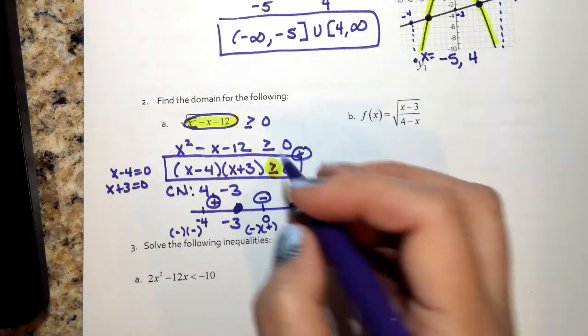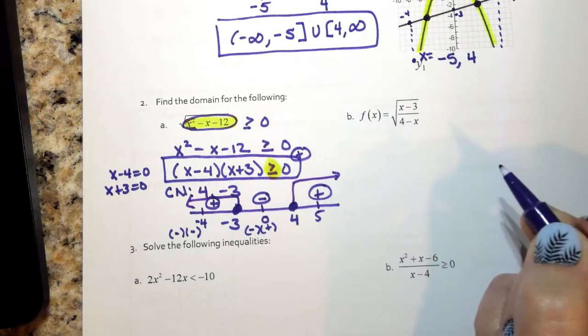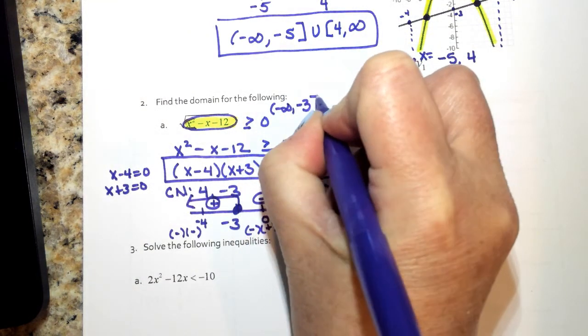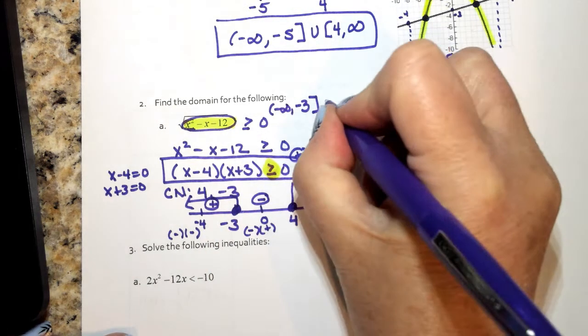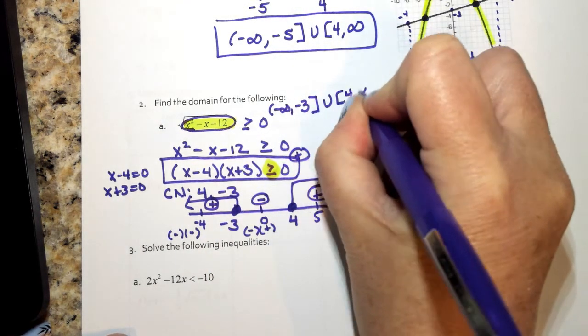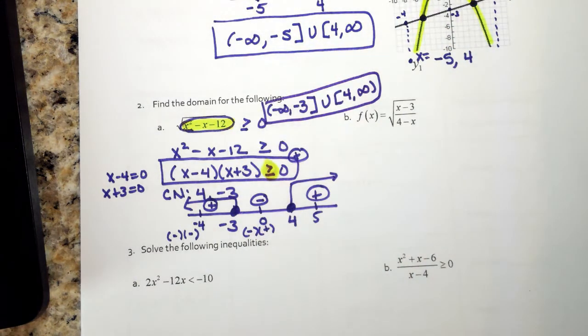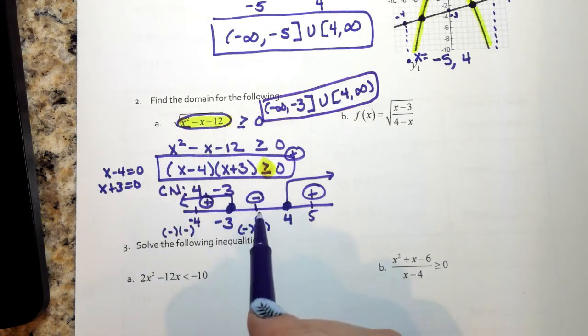So then my intervals are going to be numbers less than negative 3, numbers greater than 4. So in interval notation, this would be negative infinity to negative 3. And again, I'm going to use a bracket because I'm including negative 3 in my solution set. And then bracket 4 to infinity. So again, anytime you're trying to solve a polynomial inequality, you want to set up the number line test.